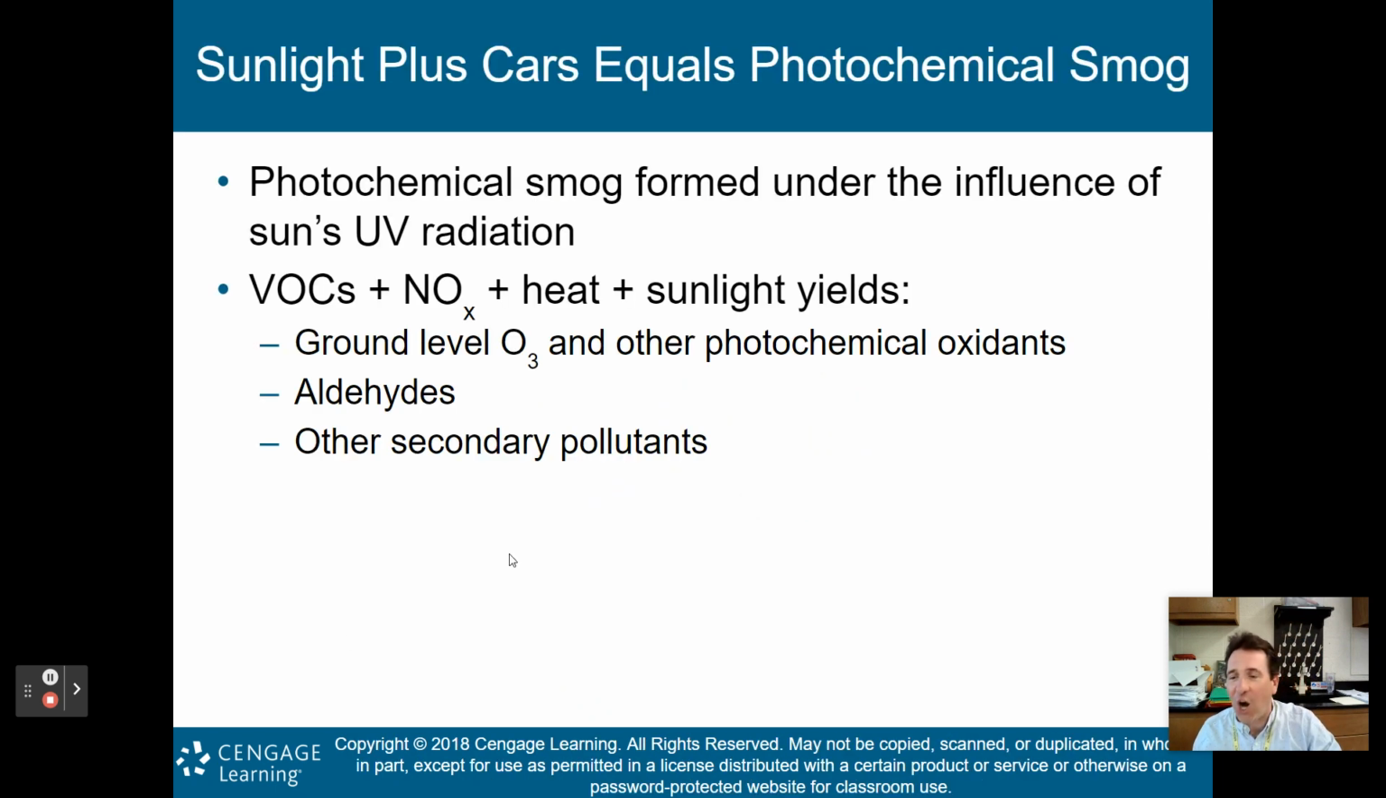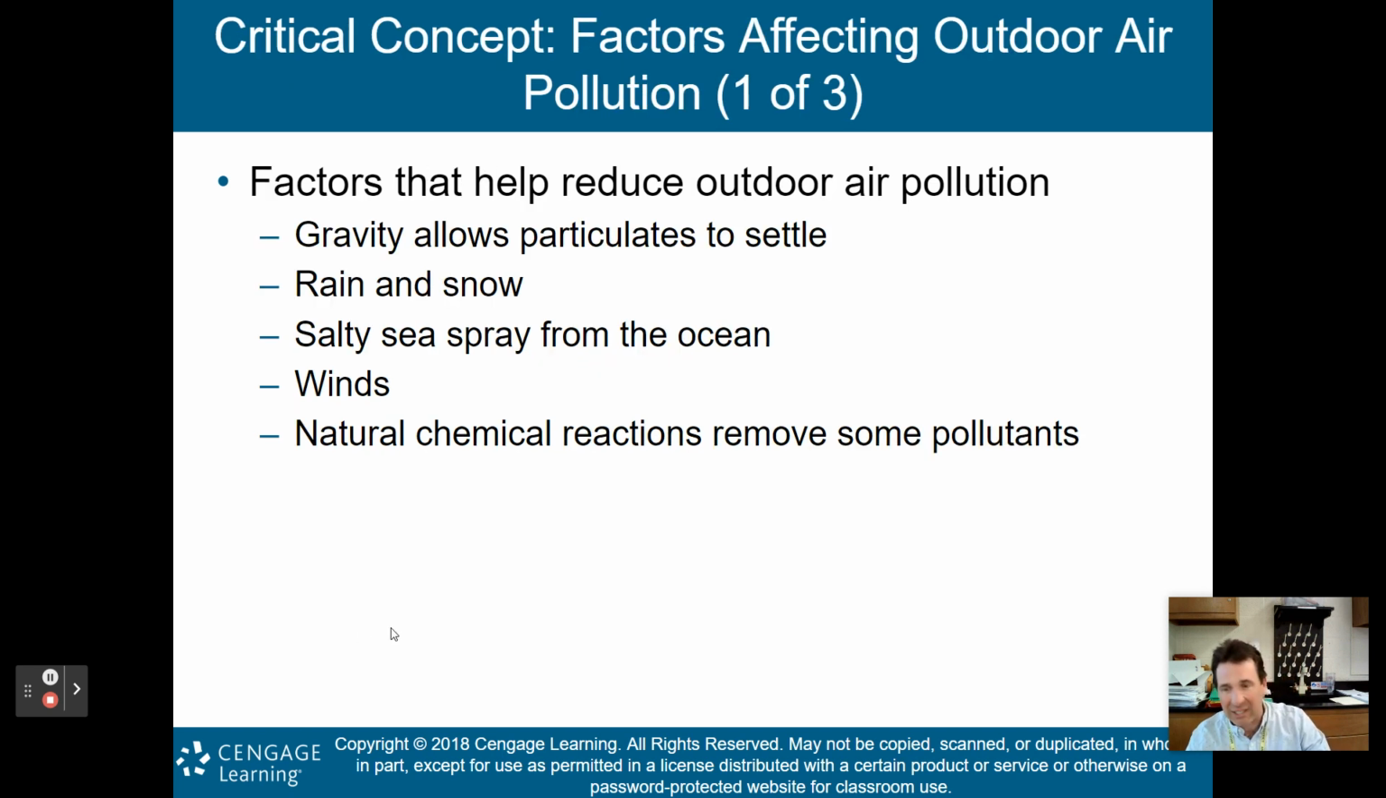So sunlight plus cars equals photochemical smog, right? Photochemical smog is formed under the influence of the sun's UV radiation. You have your VOCs and some nitrogen oxide and heat, plus sunlight, yields ground level ozone and other photochemical oxidants, aldehydes, and again, other secondary pollutants. So that's your photochemical smog. Basically, you need the sun, you need those VOCs, and that's basically what we get, especially when our cars are emitting it, and then it gets trapped under an inversion, which we'll talk about in just a second, and that increases the photochemical smog, keeps it around, and that obviously can lead to major issues.